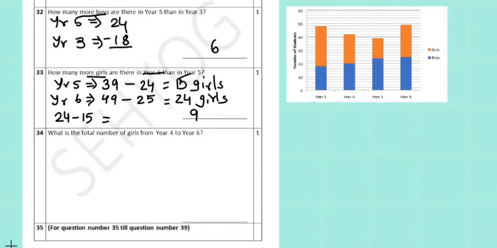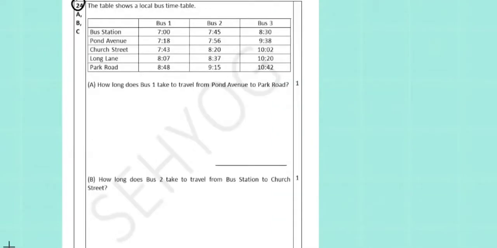In 34, we want to find the total number of girls from year 4 to year 6. So, in year 4, the number of girls, again we have to subtract from the total the number of boys to get it. So, in year 4 it is 22, in year 5 there are 15 girls, and in year 6 there are 24 girls. Adding them, we get total 61 girls.